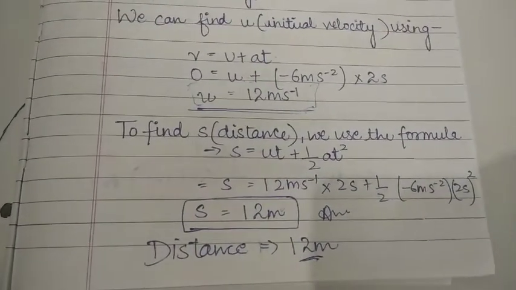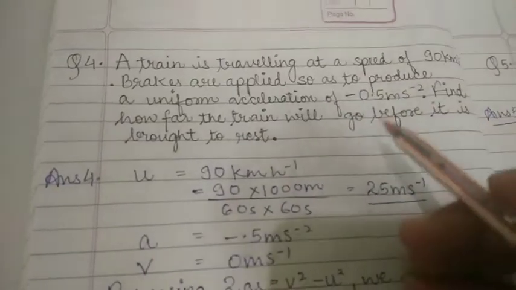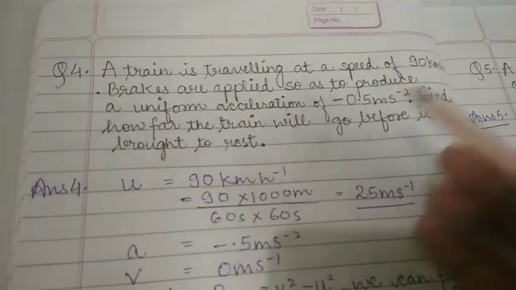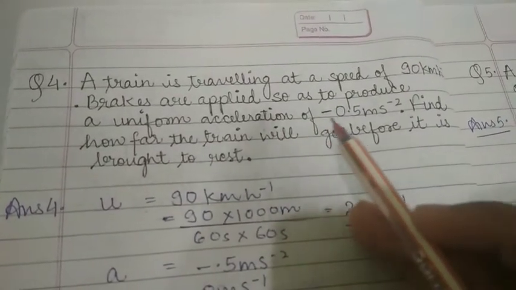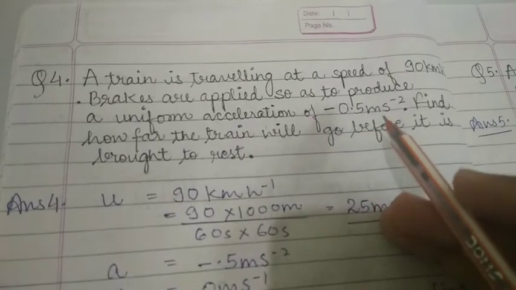Now let us move on to question number 4. Question 4 says, a train is traveling at a speed of 90 km per hour. Brakes are applied so as to produce a uniform acceleration of minus 0.5 meter per second square.